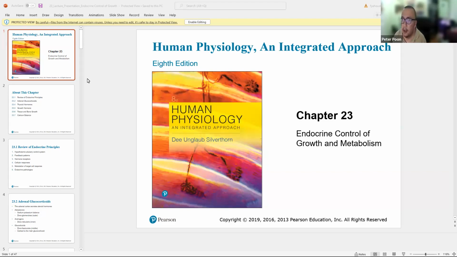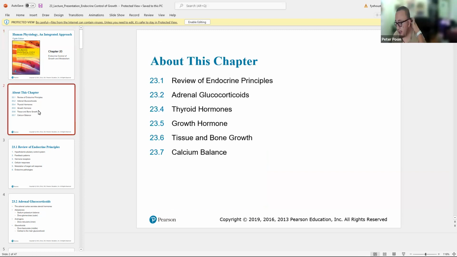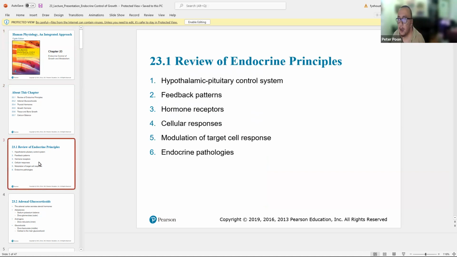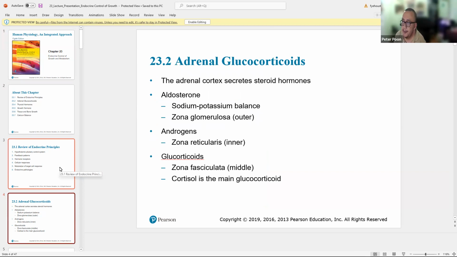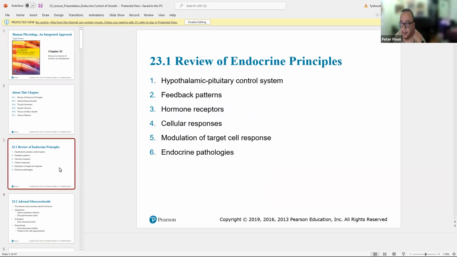All right. So this chapter, endocrine control of growth and metabolism, is actually pretty easy. Review of endocrine principles. This stuff you should already know. The hypothalamic pituitary control system. I'm going to expand this a little bit. We call it HPA, hypothalamic pituitary adrenal gland, which is going to play a big role in everything that we're talking about here.